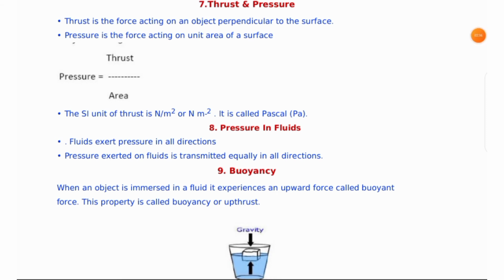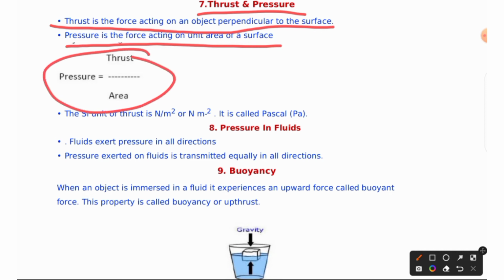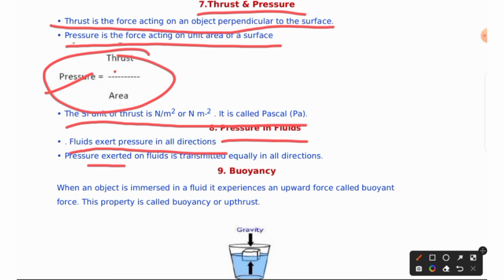7. Thrust and pressure. Thrust is the force acting on an object perpendicular to the surface. Pressure is the force acting on unit area of a surface. The SI unit of pressure is N/m². It is called Pascal. Pressure in fluids. Fluids exert pressure in all directions. Pressure exerted on fluids is transmitted equally in all directions.